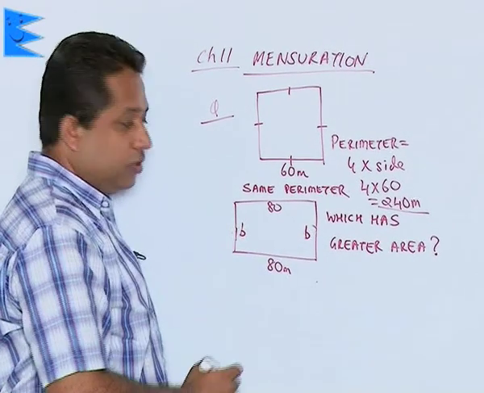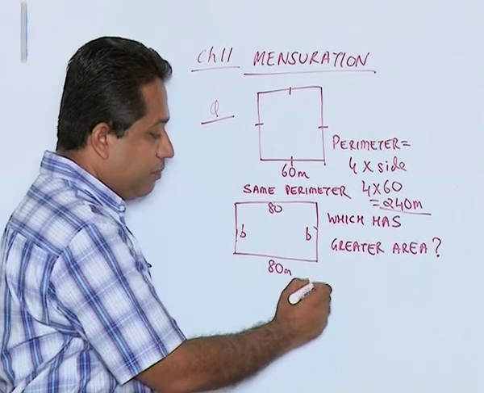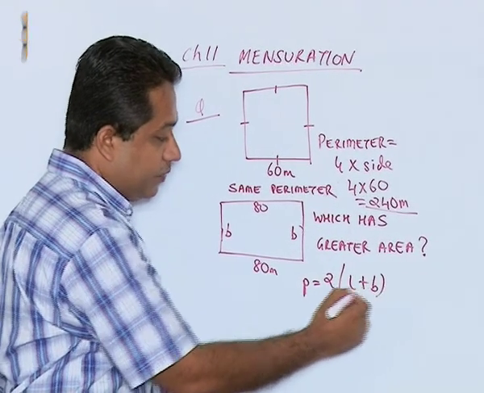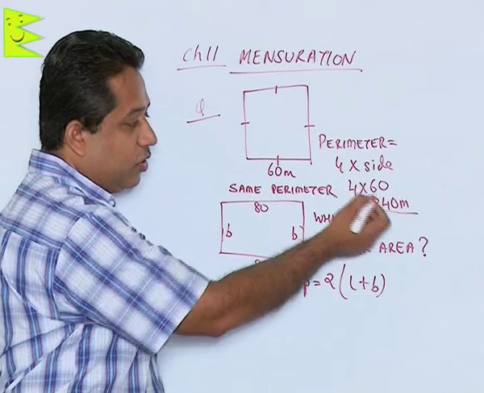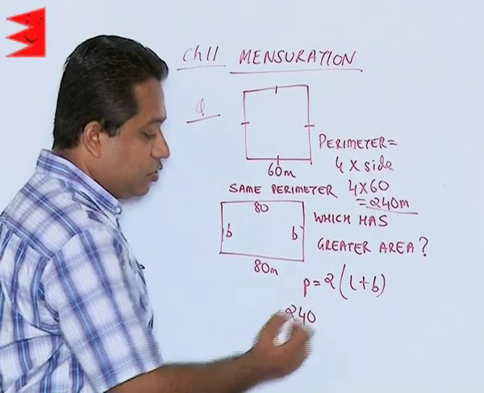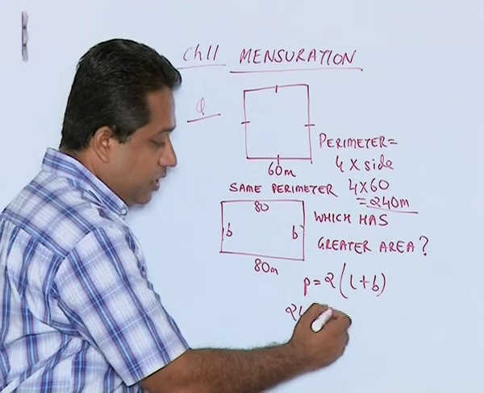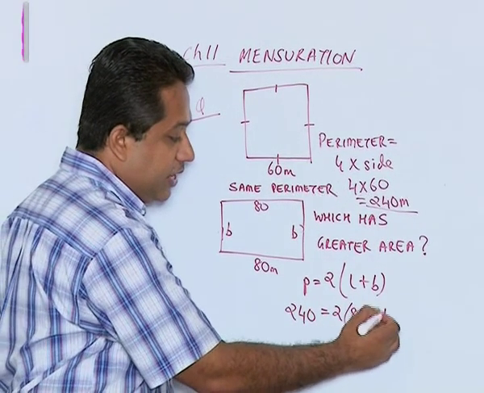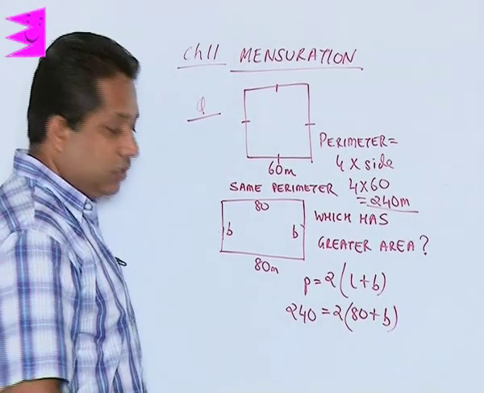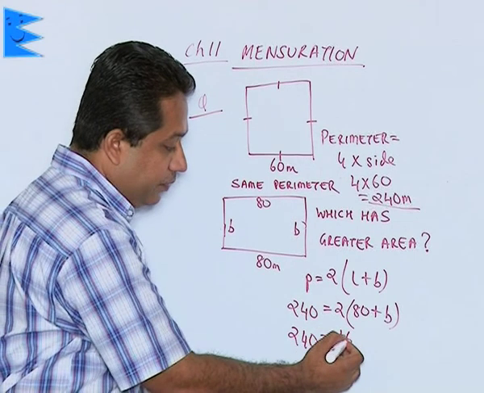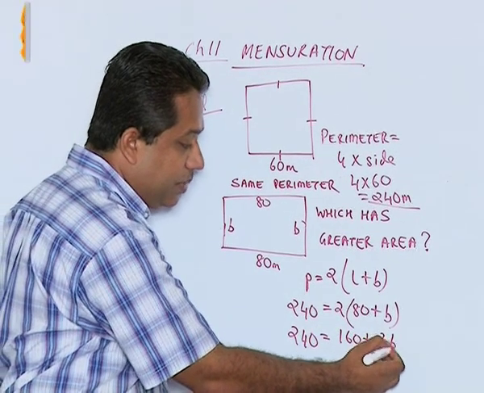So, if the perimeter of the rectangle is 240, we have to first find out the breadth. How do we find the breadth? We know that perimeter of a rectangle is 2 bracket L plus B. So, perimeter of the rectangle will also be 240, which is equal to 2 bracket, the length is given as 80, the breadth is unknown. Now, we will open the brackets, this will become 240 equal to 160 plus 2b.